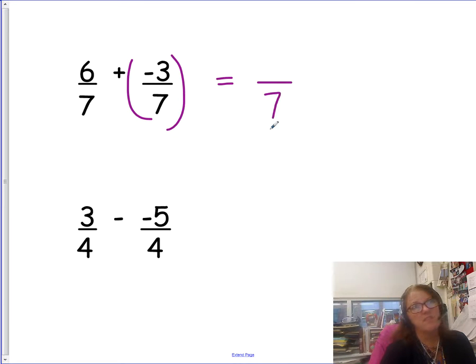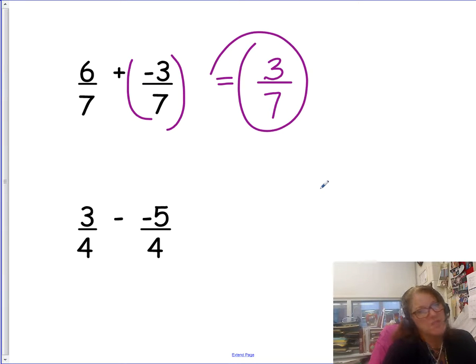7ths and 7ths give you more 7ths. You have 6 pieces and you're adding -3 or taking 3 away. You just end up with 3/7. That's it. Here, I'm in 4ths, okay?